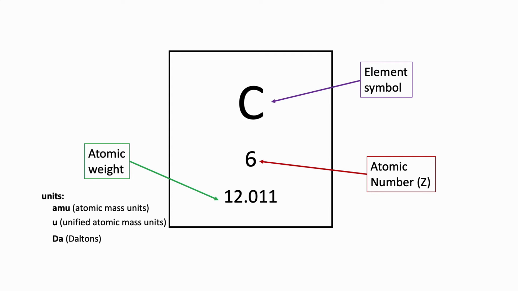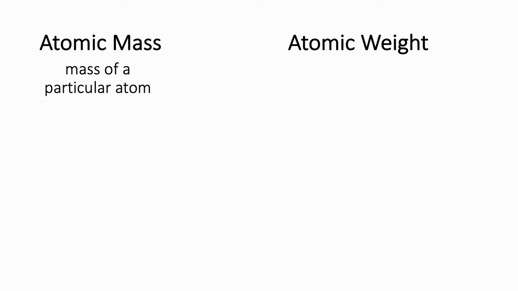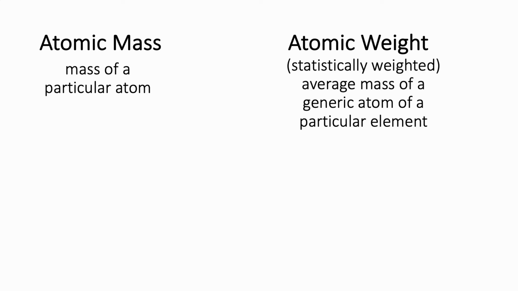Now, all of these things refer to the same unit, which is defined as 1/12 the mass of a carbon-12 atom. That is an atom with 6 protons and 6 neutrons. So why do we talk about atomic mass and atomic weight? Why don't those two things mean the same thing? When you talk about atomic mass, you're talking about a particular atom and what its mass is. With atomic weight, you're talking about an average. What is the average mass, a statistically weighted average mass, of a generic atom of a particular element?